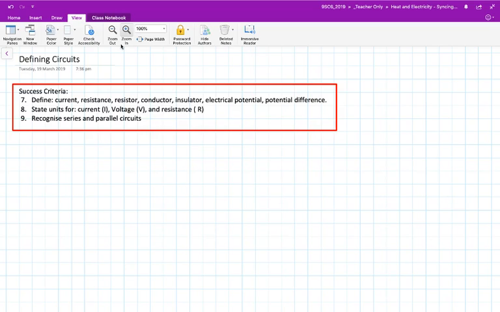All right, hi boys. So today you've obviously got a relief teacher, so be nice to them and behave. But we will be continuing on doing our circuits and electricity.